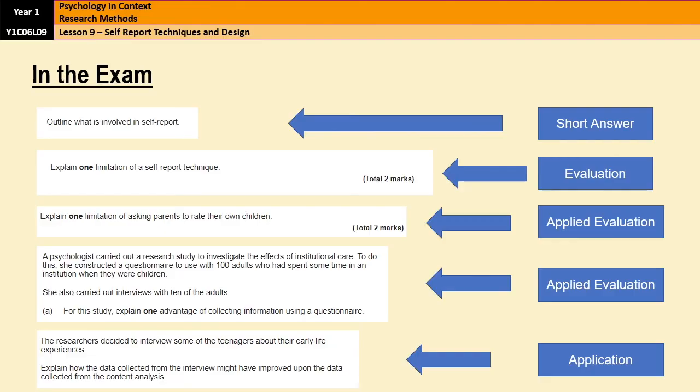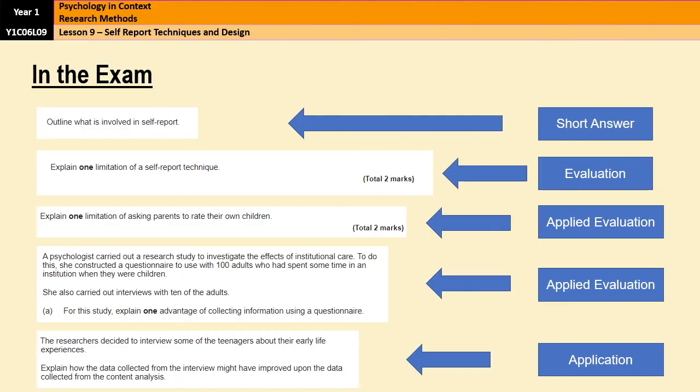Okay, so if it says a limitation of asking parents to rate their own children, you need to make sure you say something like social desirability bias because parents might not want to admit that their own children are badly behaved because it could reflect badly on themselves. Okay, so you can't keep it generic, you have to apply it to the thing that you're talking about.